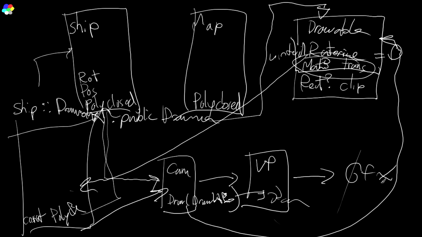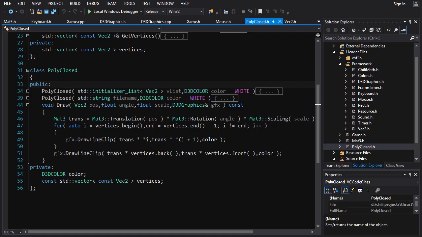And of course, map is going to have its own map drawable here, but we'll get to that later. So first things first, we're going to have to create this drawable system here. Alright, so let's get on with it.